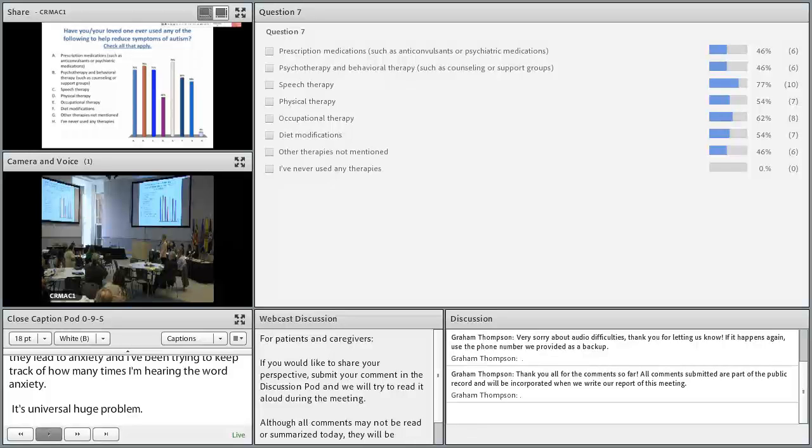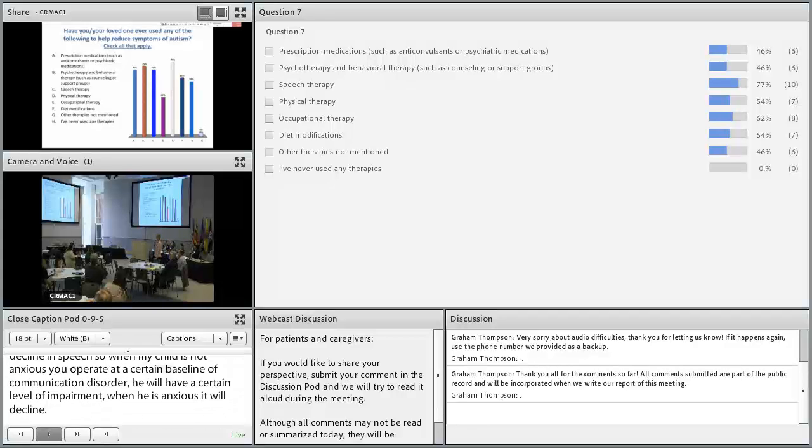So when my child is not anxious, he will operate at a certain baseline of communication disorder. By definition, he'll have a certain level of impairment. But when he's anxious, it will decline. When he's on an SSRI, it will improve. The same thing happens in the social situation. He has a baseline of social deficit that can be improved with education and different things. But when he's anxious, he will decline in his ability to interact socially.